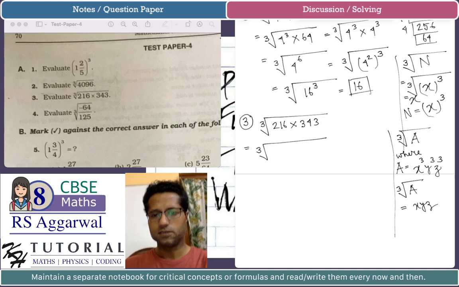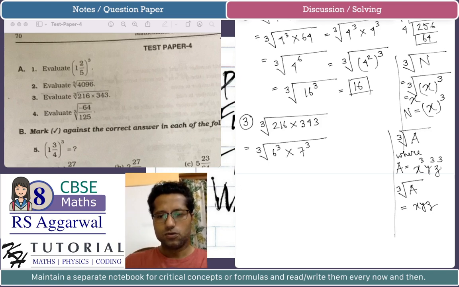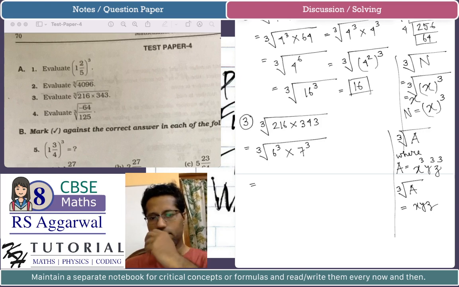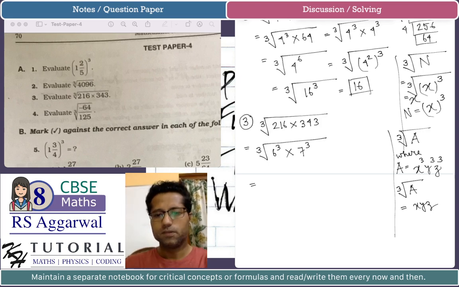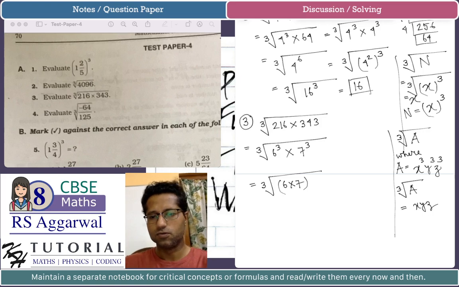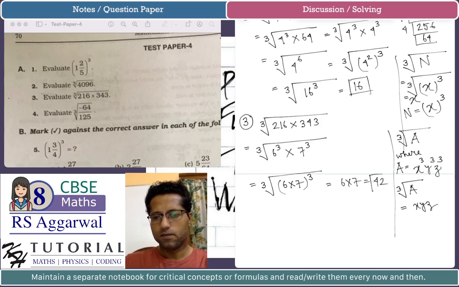So 216, I know 216 is a perfect cube. It is the cube of 6, and I also know 343 is a perfect cube. It is the cube of 7. So we have to find the cube root of 6 cube multiplied by 7 cube. So this is equal to, using the laws of exponents, 6 into 7 whole cube. So now this will be 6 into 7, which is equal to 42.